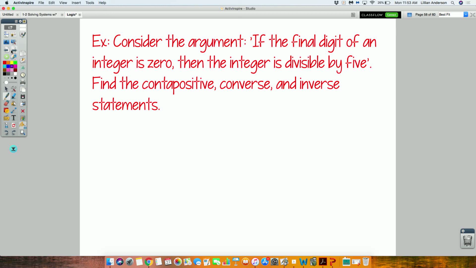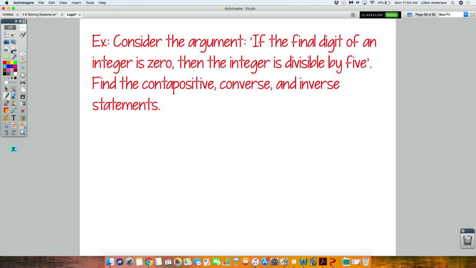Was that a contrapositive or was that the converse? That was the converse. But you were right about the converse. You said if the integer is divisible by 5, then the final digit of an integer is 0. Very good. Inverse. Only a handful of y'all. You already know.